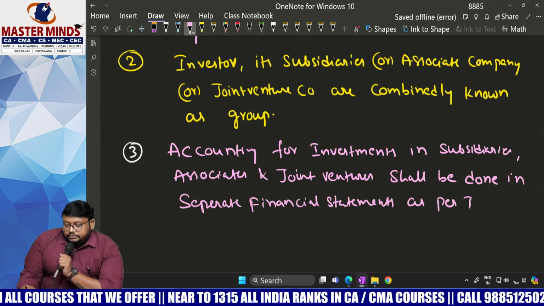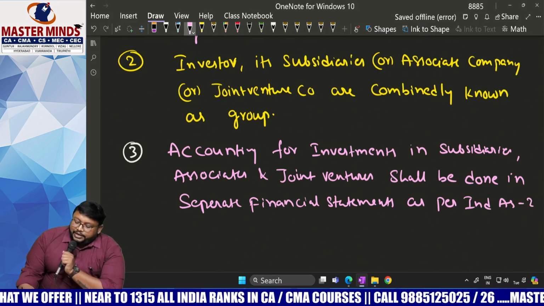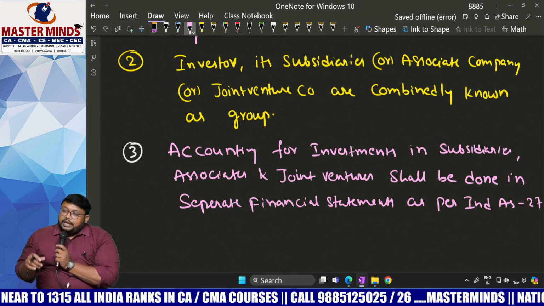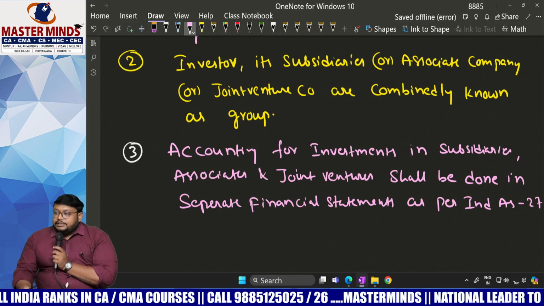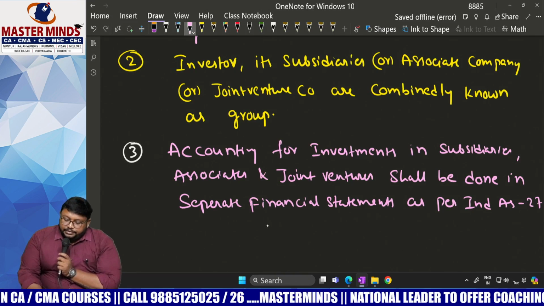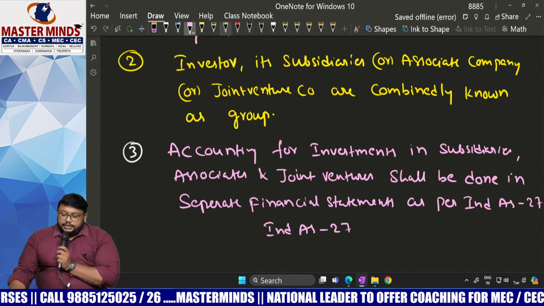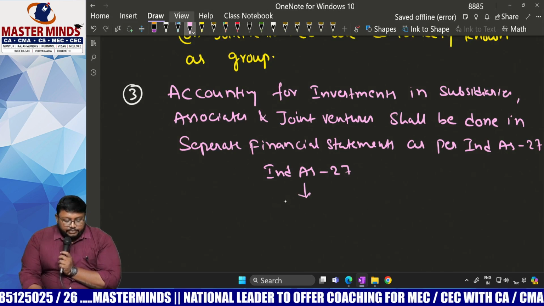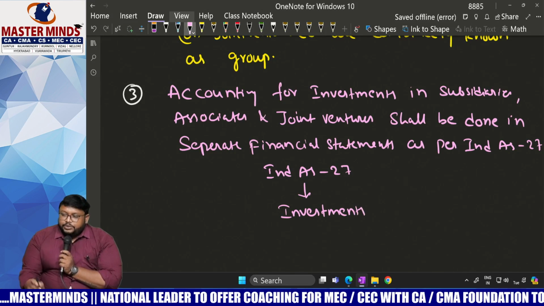As per Ind AS 27, separate financial statements. Investments in associates, investments in joint ventures, or investments in subsidiaries, in separate financial statements we are preparing as per Ind AS 27, right? So Ind AS 27 generally deals with separate financial statements. As per Ind AS 27, when we are doing accounting for investments, this is only for understanding aspect.